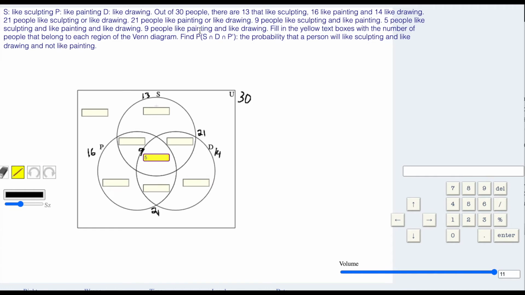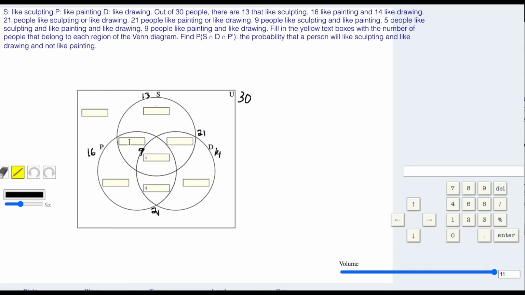9 people like painting and like drawing. So painting and drawing, that's this region here. And I know that altogether that's 9, and I already have 5. So to get to 9, this has to be a 4. I'm going to put a 4 right there. Those are all the hints that we have.